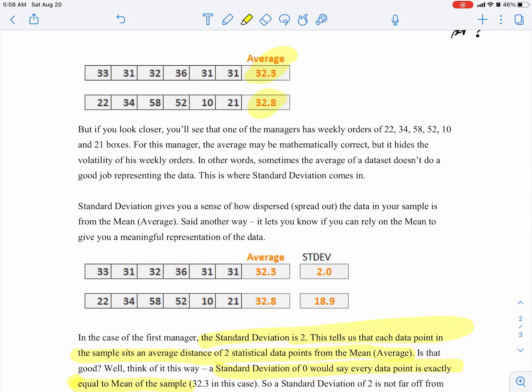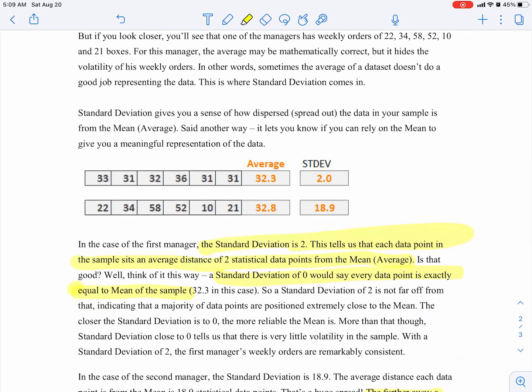Now, they were doing this because they were trying to predict how many boxes they will need the week after. So if they only looked at the average, they'd say, okay, on average during the week we are selling 32 boxes, so this is how many orders we should stick to, 32 or 33. But now, when you look at the standard deviation for the weekly orders, here you get a standard deviation of 2, which is a small standard deviation.